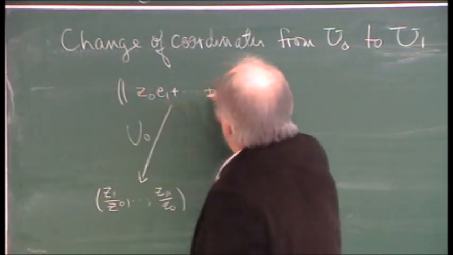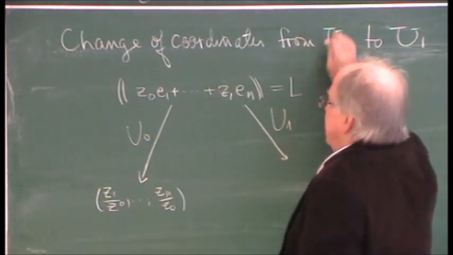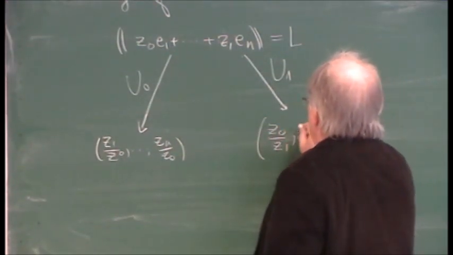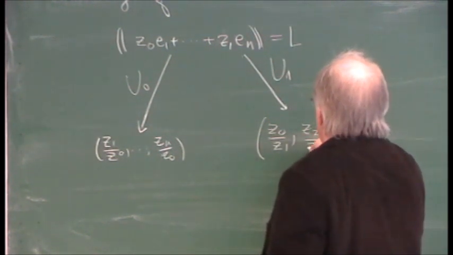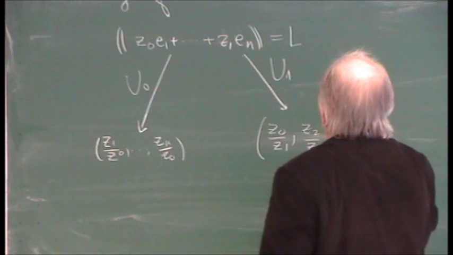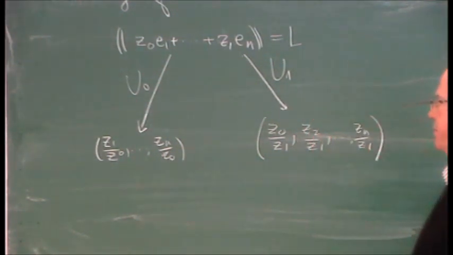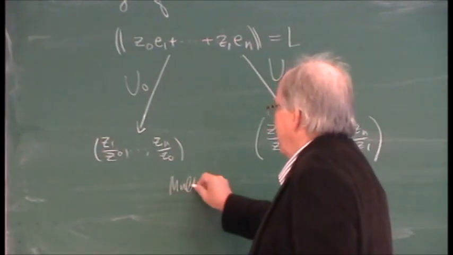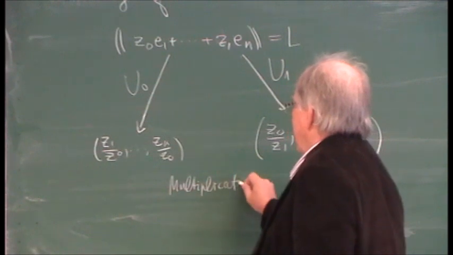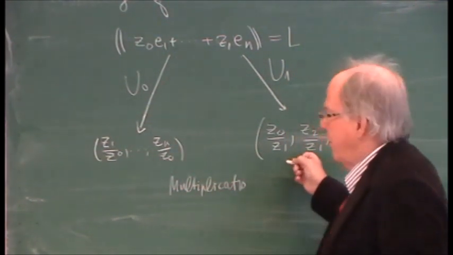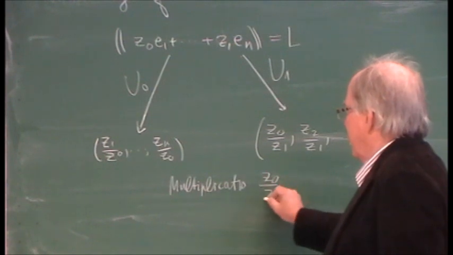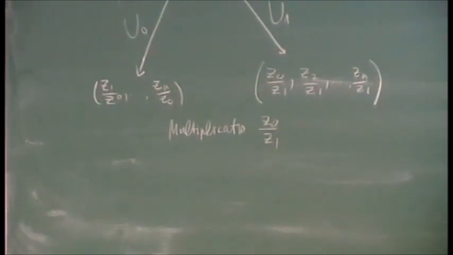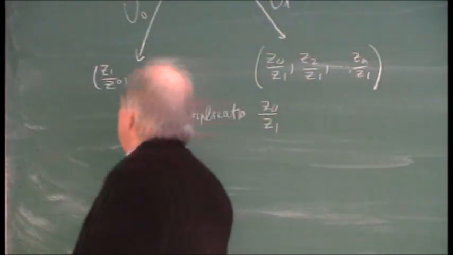So this thing spans the space L. And here you send it to z0 over z1, z2 over z1, through zn over z1. And you see what the map is. This map is multiplication. What do you have to do to go from here to here? You'd have to multiply by z0 over z1. So that's the rational map.